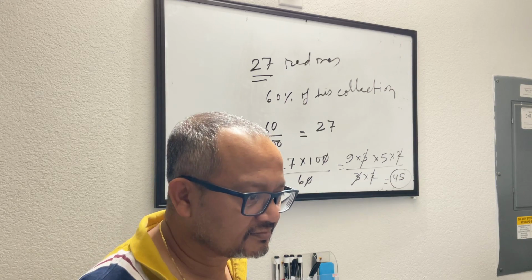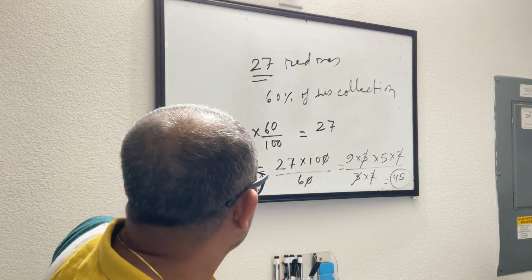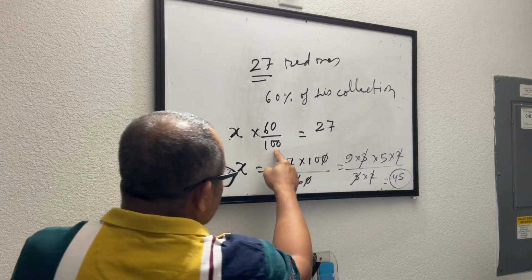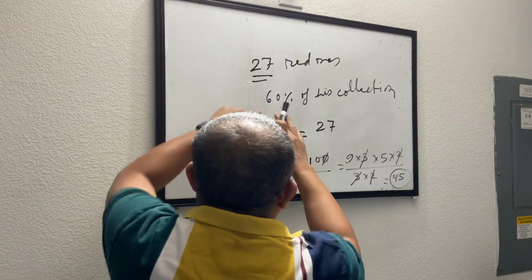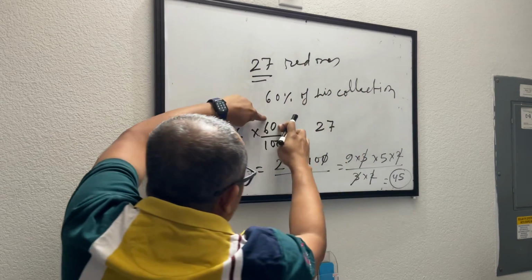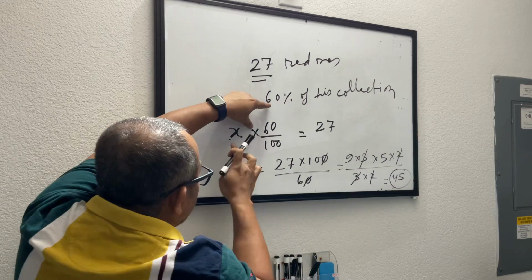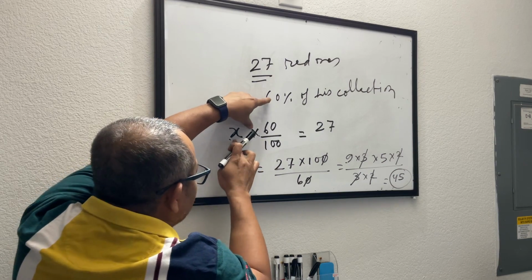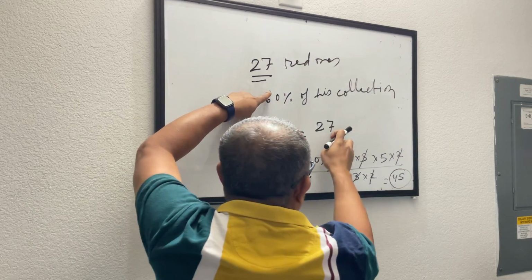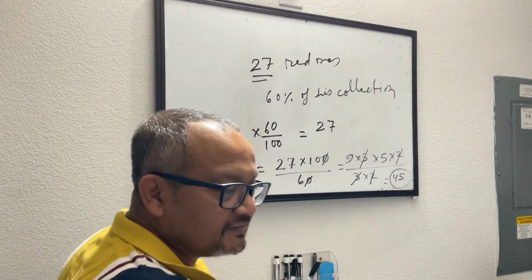So 6x times 60 over 10 equals 27? It's not 60 over 10. See, 60% of his total cars are the red ones. 60% of total cars, which is X, I'm assuming it is X. 60% of X is equal to 27. And then you do the calculation.